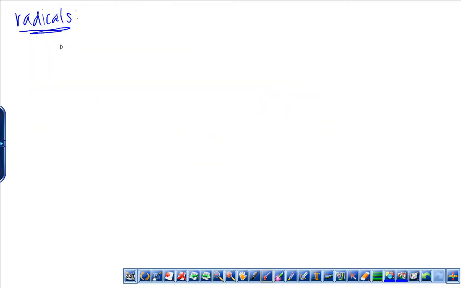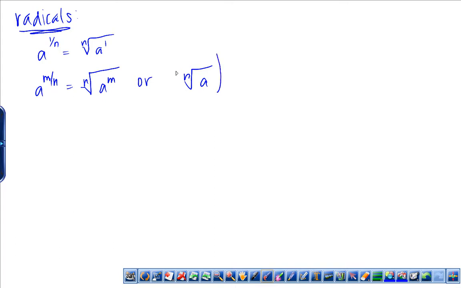All right, when you're working with radicals, let's say I have a raised to the 1 over n. That is the same thing as saying the nth root of a to the first power. So your 1 is on top and your n is going to be on the bottom. So if I have a to the m over n, that's the same thing as saying the nth root, a raised to the m power. Another way you could write this is I could say the nth root of a, and I could move that m out here.